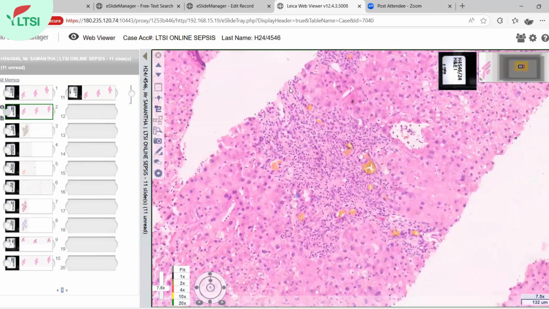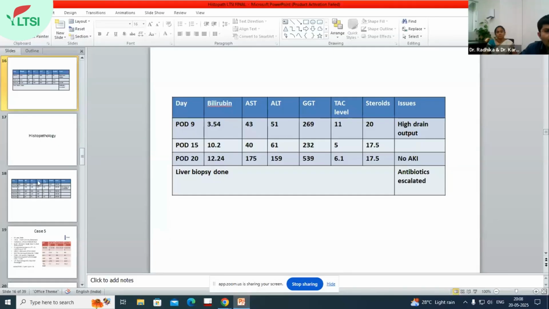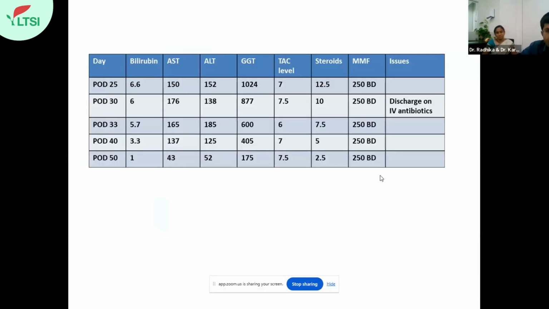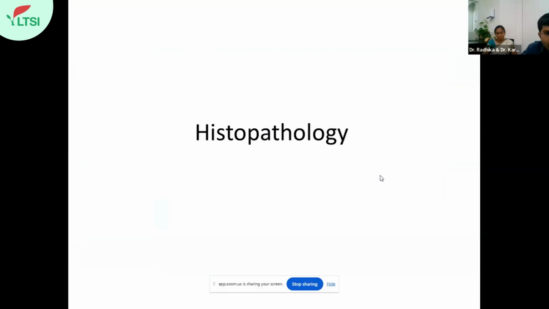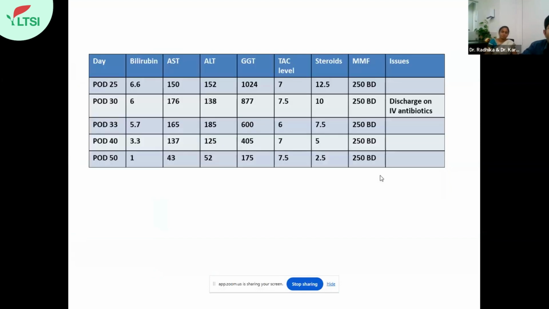Okay. So what did we do? After the biopsy, antibiotics were escalated, and ceftazidime-avibactam, aspirin, and doxycycline. So these types of antibiotics were added, and gradually, if you see, the bilirubin from 12.2 on post-op day 20, on post-op day 25, dropped down to 6.6 with the enzymes of 150 and 152.